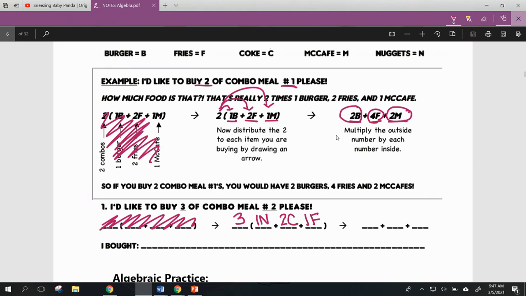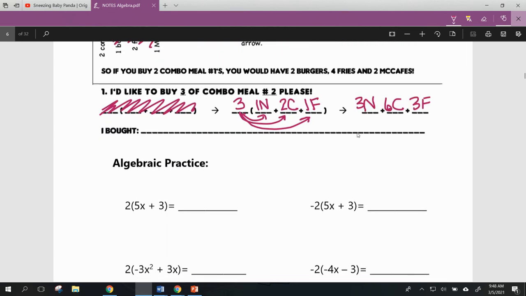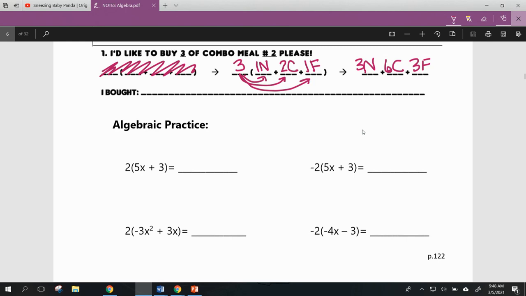Okay, if we were going to open our bag after getting 3 orders of these, we would expect to have 3 orders of nuggets. We would expect to have 3 times 2, 6 Cokes, and then we would expect to have 3 French fries. All right, so again, you guys have worked with the distributive property without even realizing it. All right, so now we're going to do a few examples together.